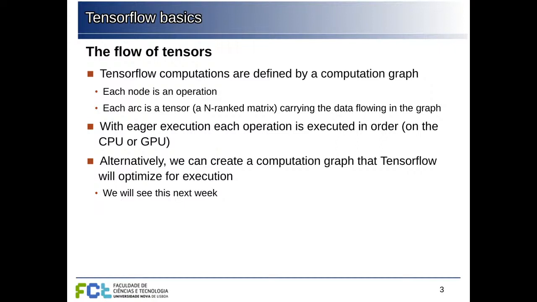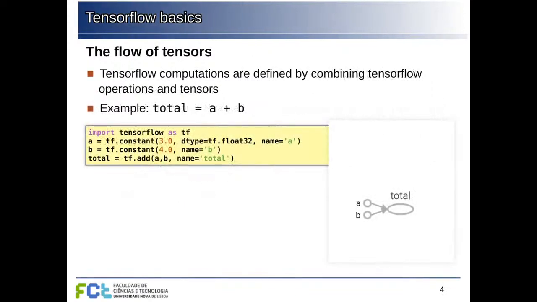Because if TensorFlow has the whole computation graph, it can decide better which parts to send to the GPU and the CPU and so forth. Also, if we create a computation graph, then we can use TensorBoard to look at the graph. Those diagrams that I've been showing you with the operations are created by TensorBoard, and we will see that next week. But for now, we'll use eager execution.